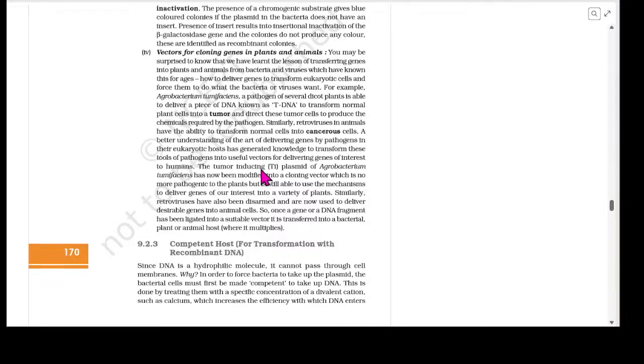The tumor-inducing or Ti plasmid of Agrobacterium tumefaciens has now been modified into a cloning vector, which is no more pathogenic to the plants, but is still able to use the mechanisms to deliver genes of our interest into a variety of plants. Similarly, retroviruses have also been disarmed and are now used to deliver desirable genes into animal cells. So once a gene or a DNA fragment has been ligated into a suitable vector, it is transferred into the bacterial, plant or animal host where it is multiplying.